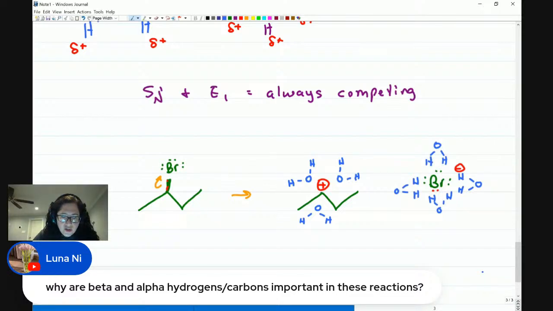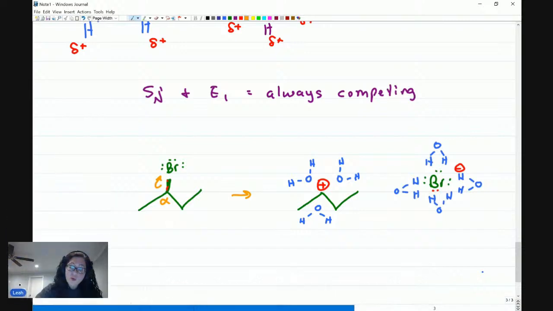Why are beta and alpha hydrogen, carbon important in these reactions? So in the SN1 reaction, we're only looking at alpha. And in this case, the alpha carbon is the one that holds the leaving group. That is the one that will undergo the attack.